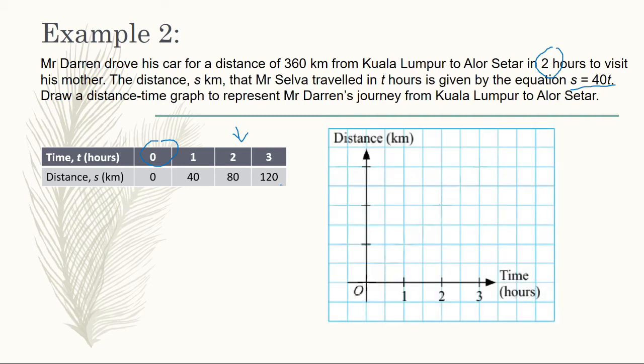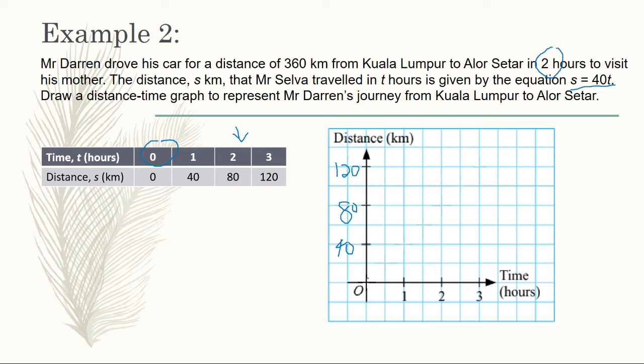Then we try to figure out how to draw the graph. Remember, you have to plan the proper scale. The scale is uniform over here, so we just label 1, 2, 3 on the horizontal line. And then for distance it is 0, 40, 80, 120. So this part will be 40, and then this is 80, this is 120. Then we can plot the graph already.